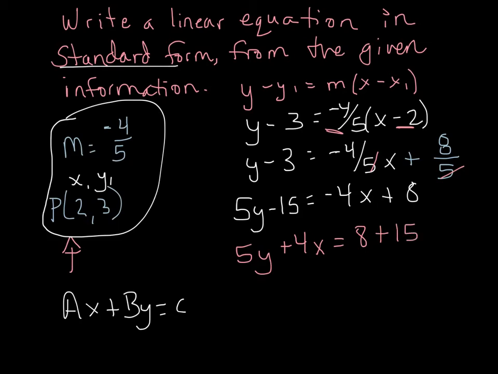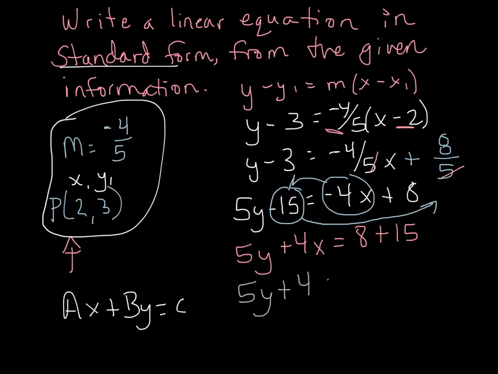And I'm using an old algebra trick that I like. If I want to move this term right here to the left-hand side, I know its sign's just going to change because I'm going to add it to both sides. Same thing with this. If I want to move this negative 15 to the right, I know I have to change the sign of it because I'm adding 15 to both sides. So now it's 5y plus 4x equals 23, I believe.